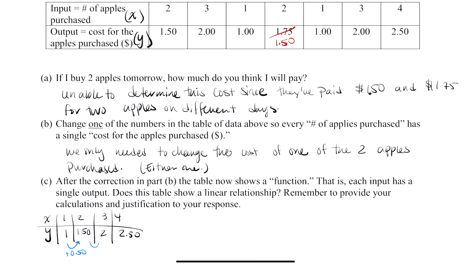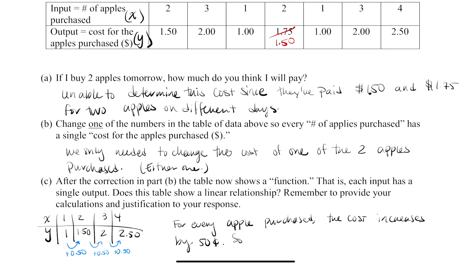On the next one, we have that same increase. And on the third one, we have the same increase. So for every apple purchased, the cost increases by 50 cents. So this is a linear relationship.